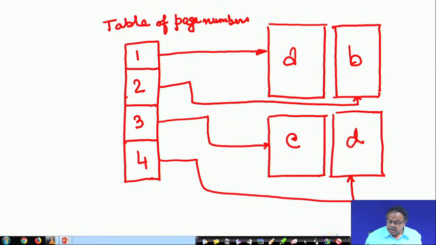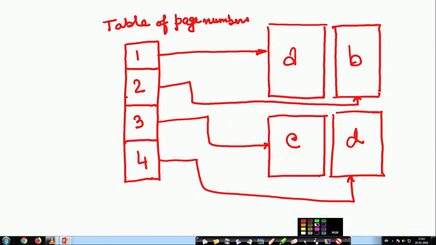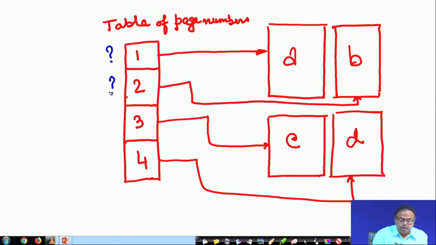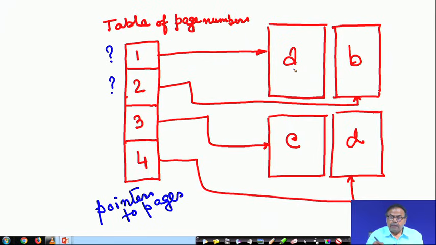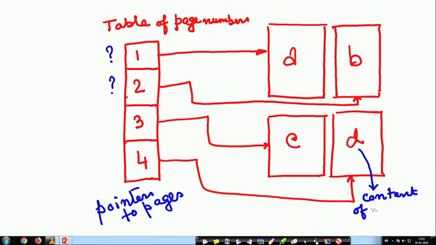So, what are these things? These are nothing but pointers to pages. And what is A? A is a content of the page. So, A or C or D, say, is the content of page 4, okay. And these are pointers to the pages.